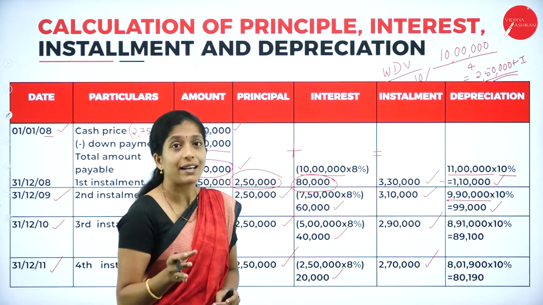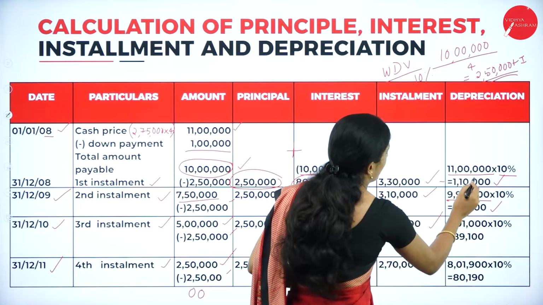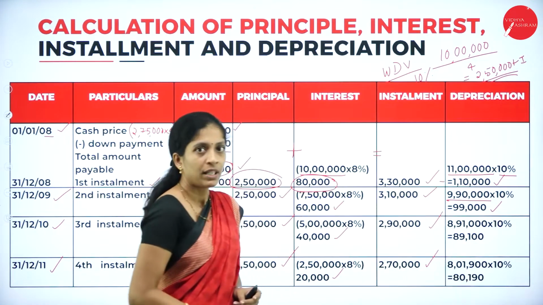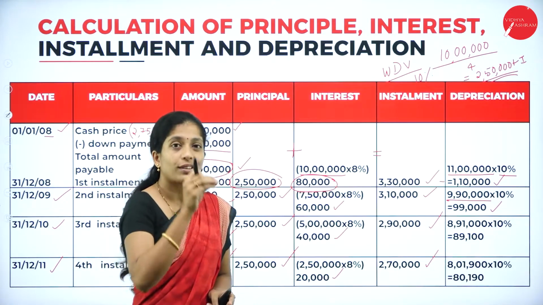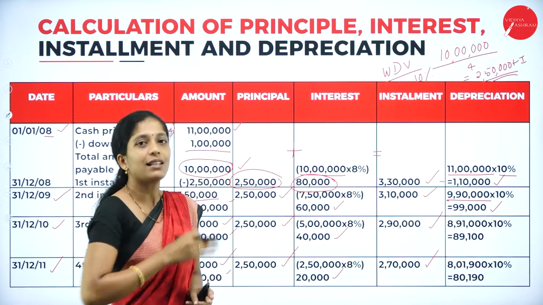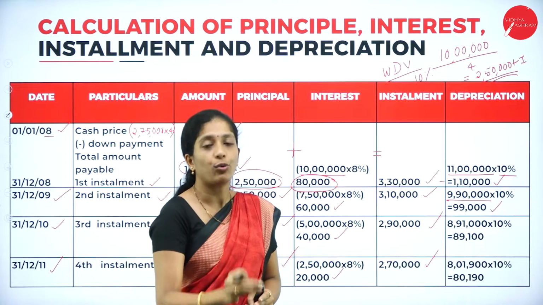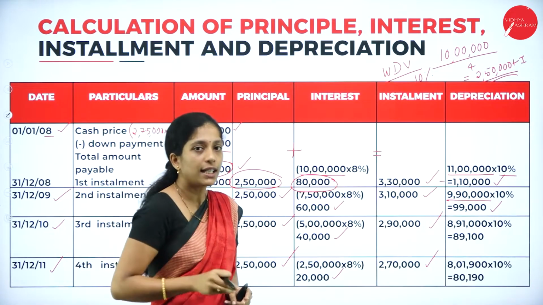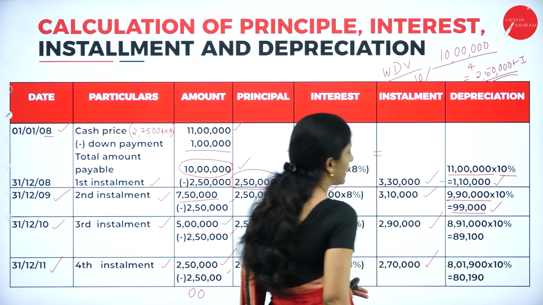If it was straight line method, then the depreciation will remain same for all the years. It is 11 lakh into 10%, so we'll get 1,10,000. That depreciation will be same for all the years. But here in this situation, we are going to calculate depreciation on written down value method, so it goes on decreasing. Now for second year, we got the depreciation 99,000.